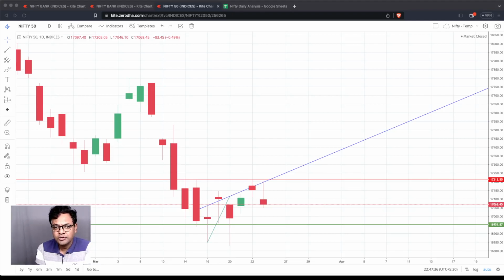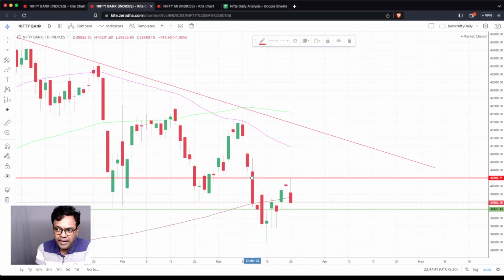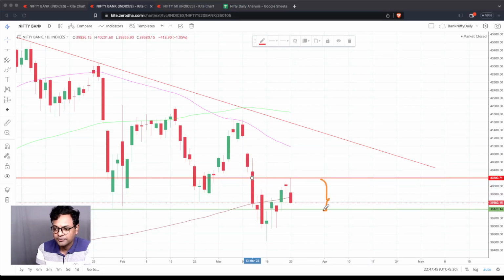And let us look into Bank Nifty also. Just like Nifty, Bank Nifty is also right now in a consolidation range of 39,500 to 40,200. So unless this consolidation range breaks either at the top or the bottom, we cannot confidently say that Bank Nifty is either bearish or bullish.